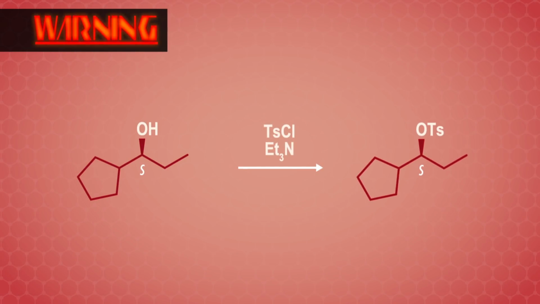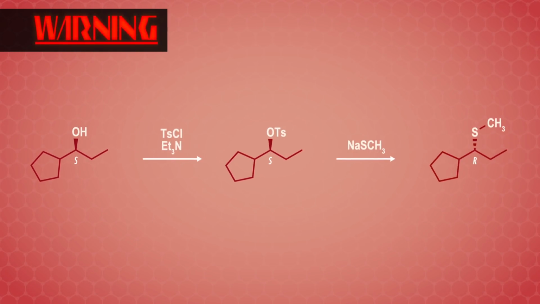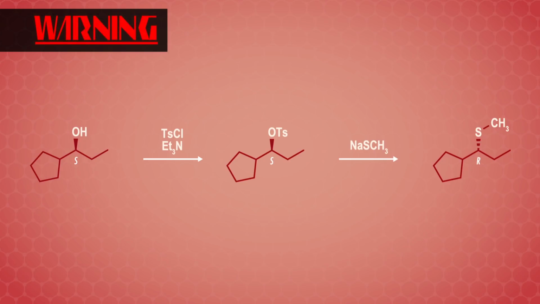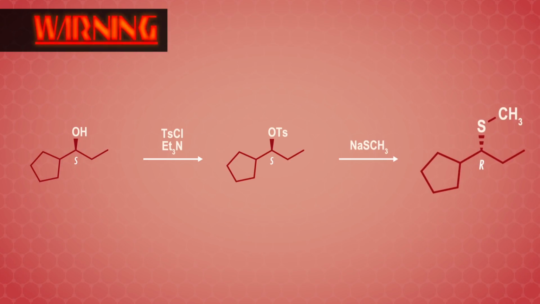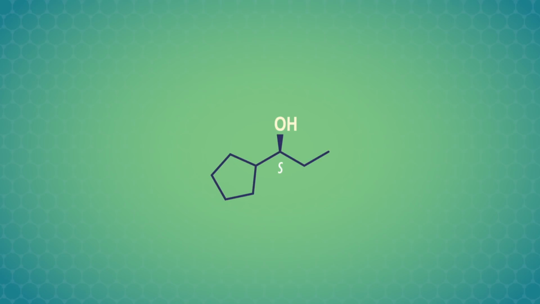Now, with a good leaving group, we can add in a sulfur nucleophile and do an SN2 reaction. And oops, we've inverted our stereochemistry, making the R enantiomer. So let's try something else.